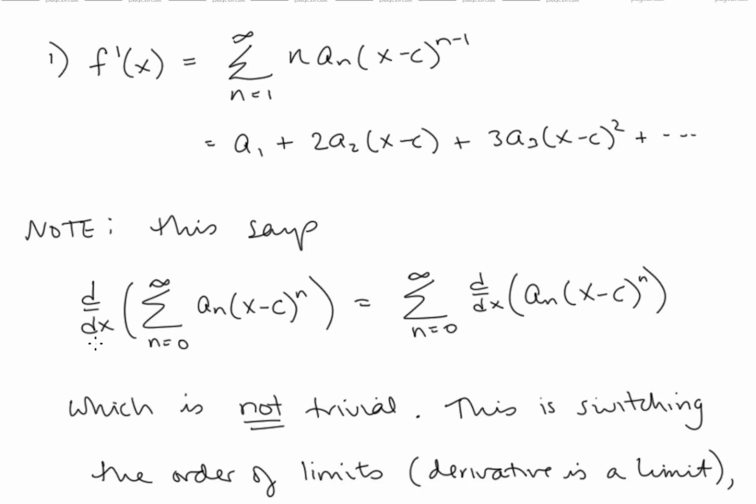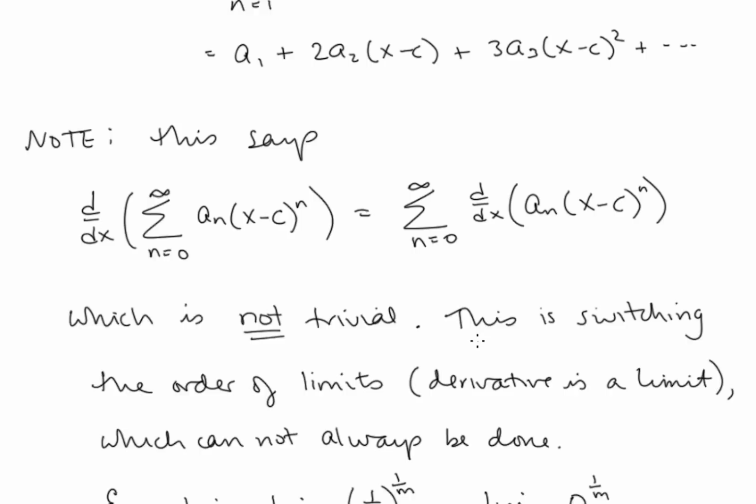So we're saying the derivative of the series is the series of the derivative of the terms. Now I want to point out that while this seems intuitive, this is not a trivial statement. Because remember that when you take a derivative, you're taking a limit. And when we sum up an infinite series, we're taking a limit of partial sums. So what this theorem is saying is that we could switch the order of the limits and get the same answer. And that's not a trivial statement.